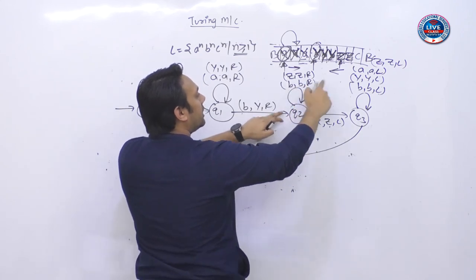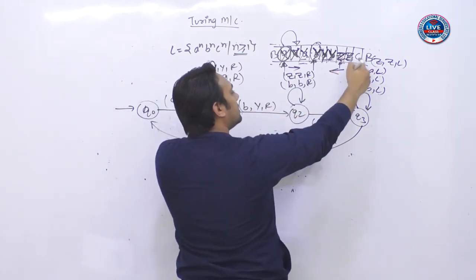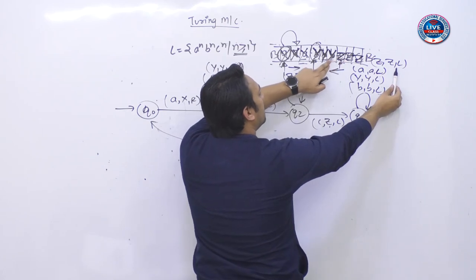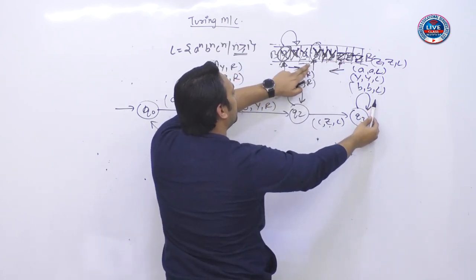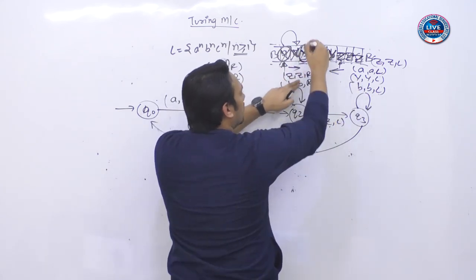You can have any number of B, as well as any number of Z. Mark this C as Z. Now come back. While coming back, you can have any number of Z, any number of Y, and any number of B's also. And as soon as you get an X, you will go to the right.